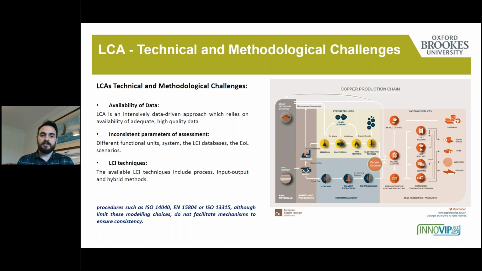And the life cycle inventory techniques also can differ quite significantly. So we generally have 3 LCI techniques. We have the process-based, we have the input-output based, and then hybrid methods. So process-based, just very briefly, breaks down the life cycle into different processes, and then anything outside the system boundary is not taken into account in this method. And this is known to suffer from truncation error, which basically means that you're underrepresenting the requirements.